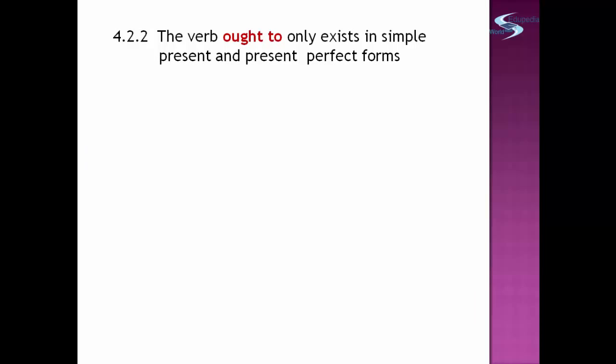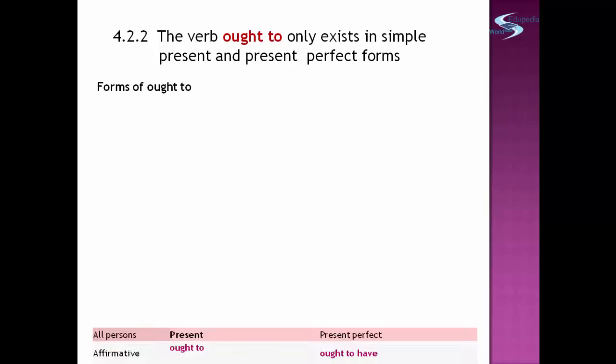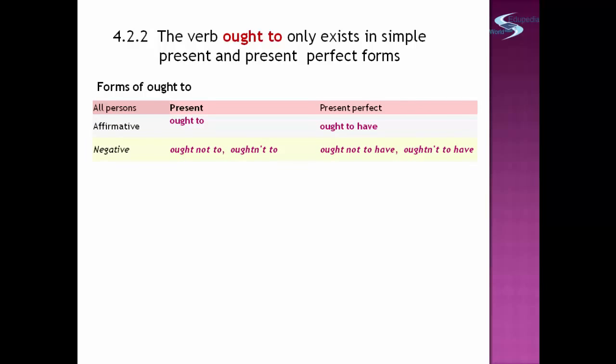4.2.2 The verb ought to only exists in simple present and present perfect forms. Forms of ought to. Present affirmative, ought to. Present perfect affirmative, ought to have. Present negative, ought not to. Present perfect negative, ought not to have.